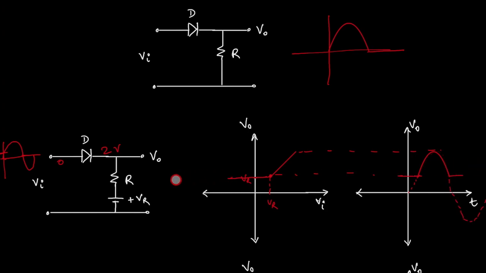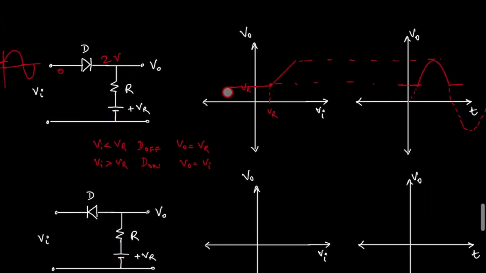So analysis is simple, right? You can write it as: if Vi is less than Vr, what happens? Diode is off, so output equals Vr, because Vr is sitting here, okay? And if Vi is greater than Vr, what happens? Diode is on, then output will be the same as input. So you'll have to write this.